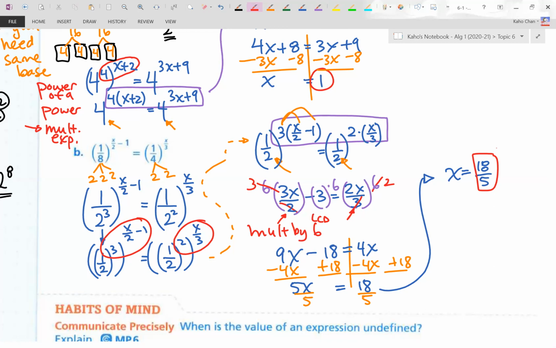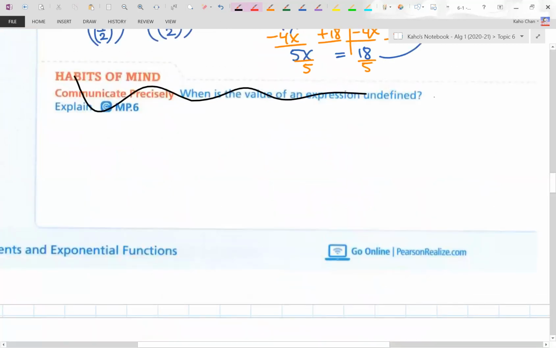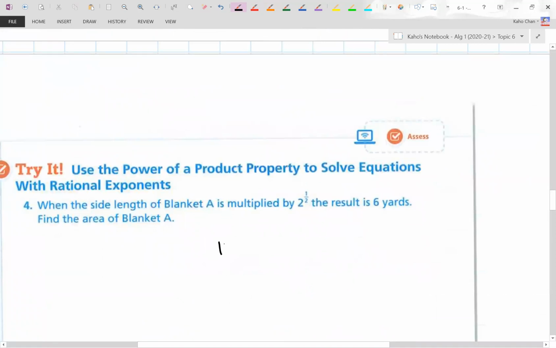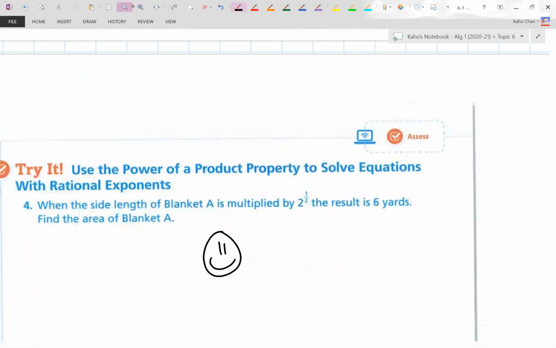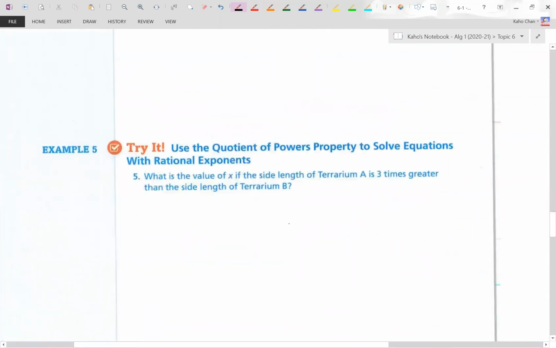All right, we're going to skip the habits of mind at the bottom. Any questions? We're going to skip example 4 and 5. Woohoo! On the next page. Example 4, bye-bye. And example 5, bye-bye. We're going to jump to the last page. Thank you for hanging in there, of course.